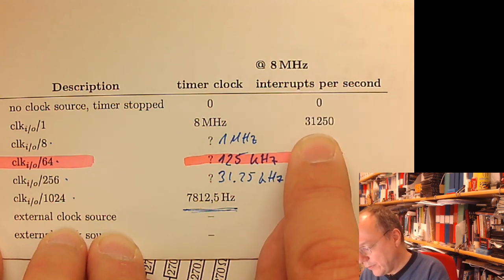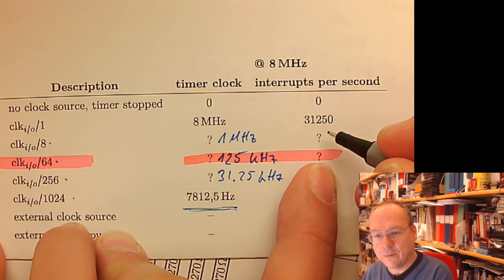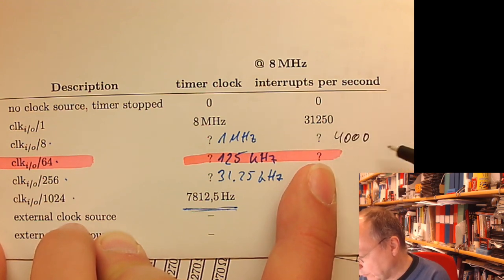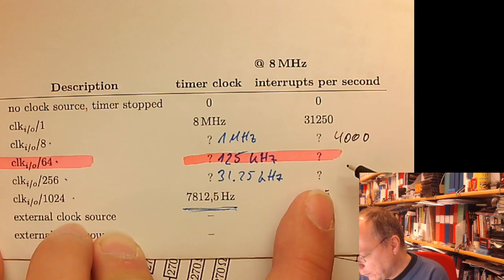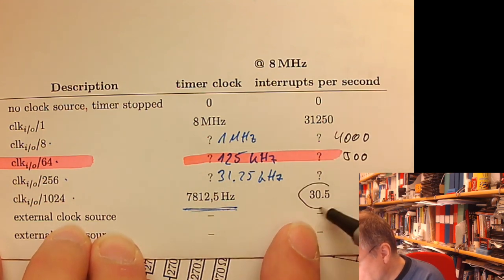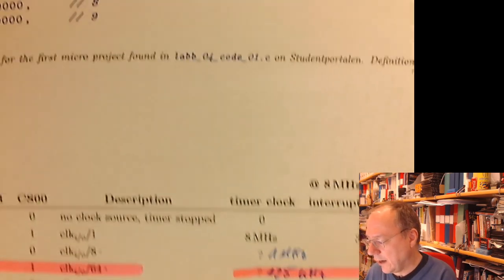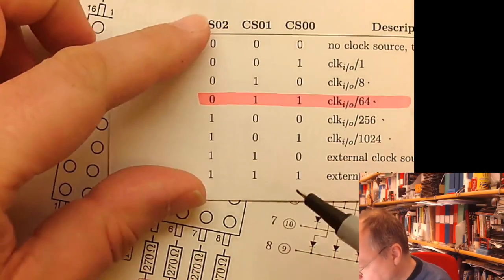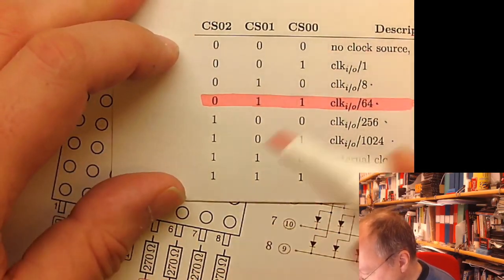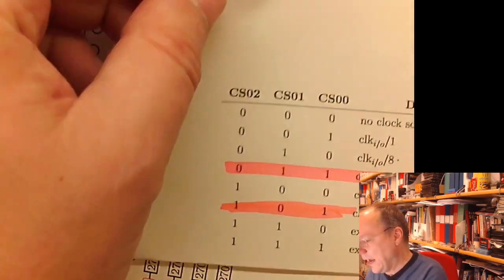And this means we get 31,250 interrupts per second. Divide this by 8, 32,000 by 8 would be something around 4,000 interrupts per second. Divide this by another 8 gives you something like 500 interrupts per second. And then down here we see that if we use the lowest prescaler, we are as low as 30 interrupts per second. So this one was already pre-calculated for us, and this corresponds to a setting of 101 on the prescaler bits, the CS bits.